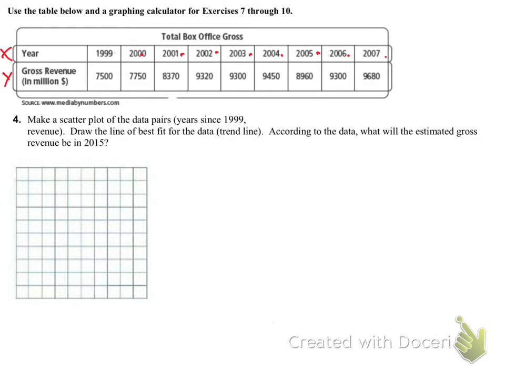So the first one will be 1999, 2000, 2001, 2002, 2003, 2004, and so on, all the way up until 2007. So I'll just do the second digit of each one. 1, 2, 03, 04, 05, 06, and 07. And then my very last one, I don't have to worry about.